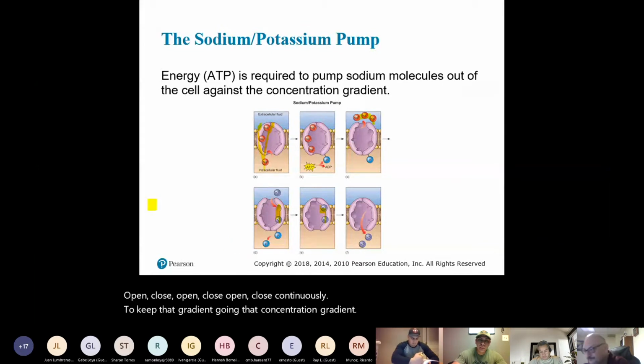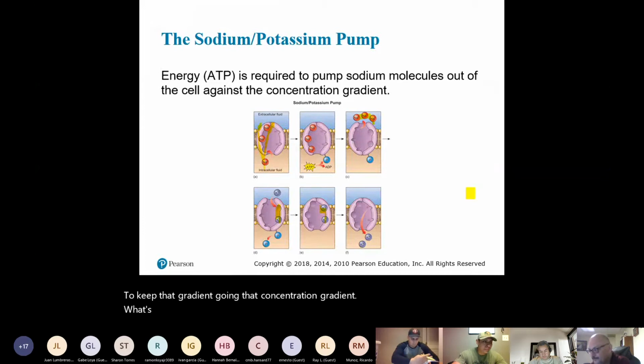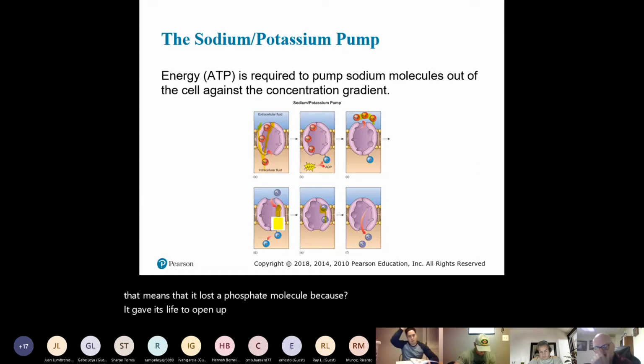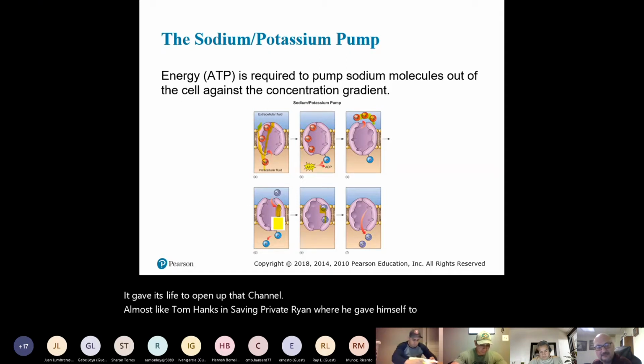Okay. What's that ADP? Adenosine diphosphate. That means that it lost the phosphate molecule because it gave its life to open up that channel. Almost like Tom Hanks in Saving Private Ryan, where he gave himself to secure that bridge.